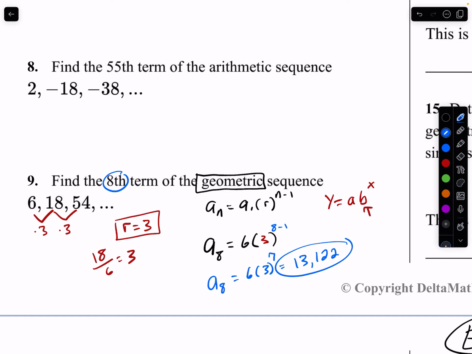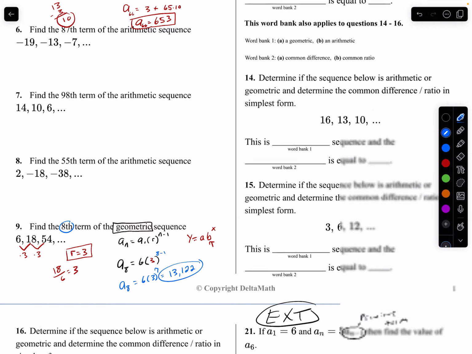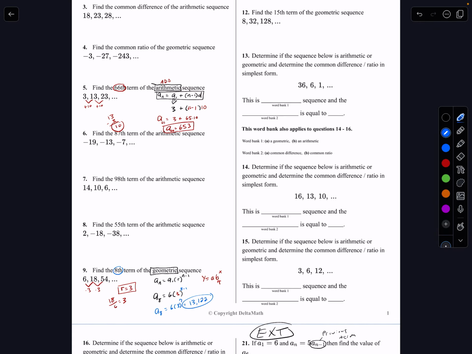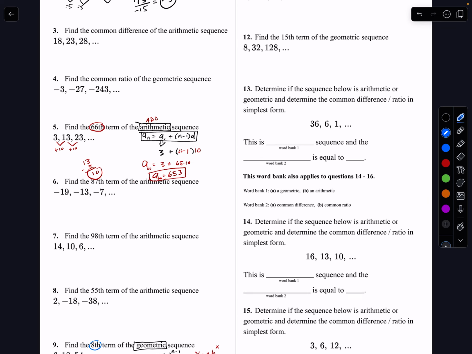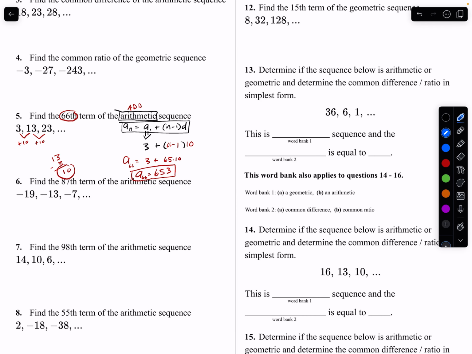Now notice that geometric sequences grow much, much, much faster. That's a very, very large number. You can see it's geometric because we are multiplying. Okay, so that's how you figure out those sort of problems, right? And in these sections, what you're trying to do is figure out, is it geometric or is it arithmetic?